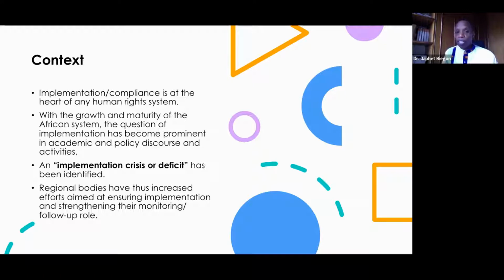But I must mention that this implementation crisis is not completely unique to the African system. It is a problem that cuts across the regional systems in the Americas and Europe, but also the international system within the United Nations mechanisms and bodies. So it is in this context that the question of implementation has gained prominence, and we have seen an increased focus on this issue. But then you might ask, why should states implement and comply with the decisions? What is the statutory basis for this? Do they have an obligation to do that?